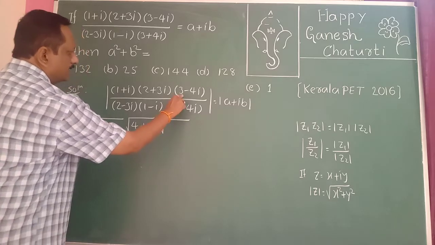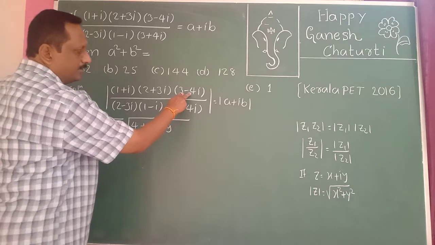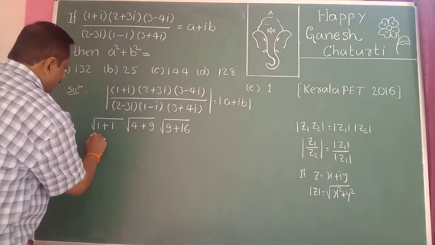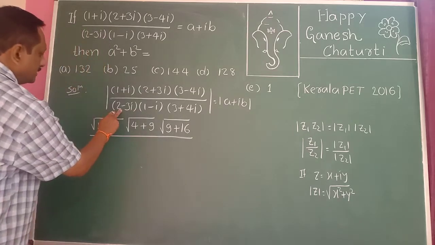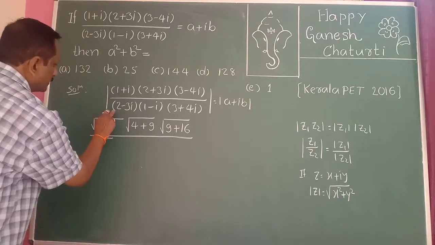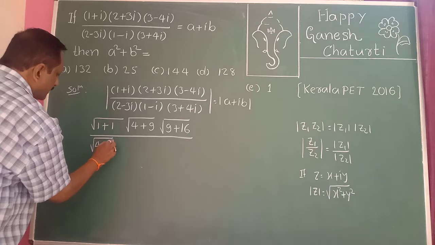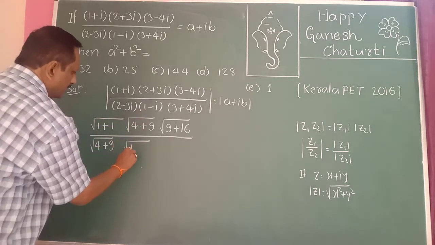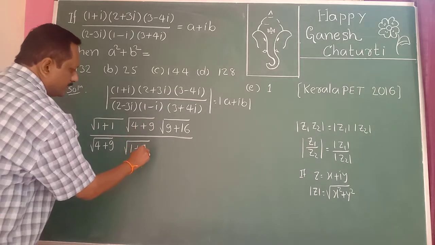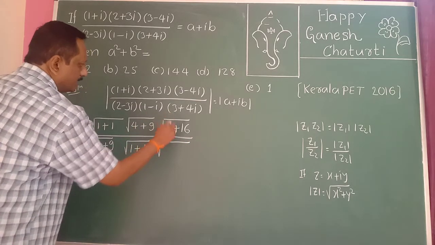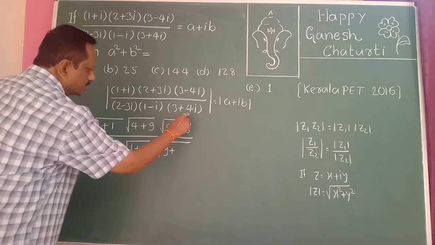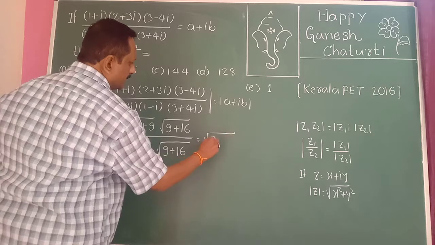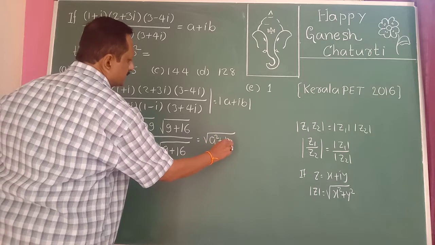Then the root of 3 square is 9 and minus 4 whole square is 16, plus 16, divided by. So modulus of this means root of 2 square is 4 and 3 square is 9, minus becomes plus. Again root of 1 square is 1 and minus 1 whole square is plus 1. Then root of 3 square is 9 and 4 square is 16.